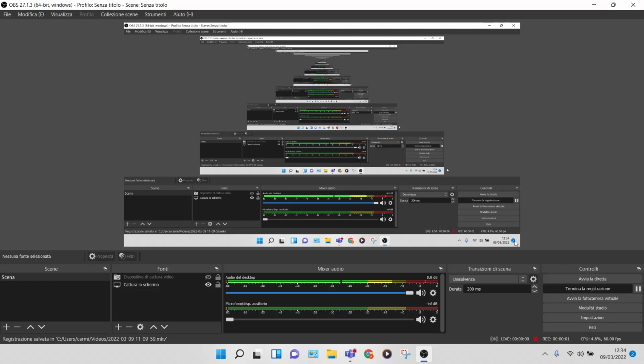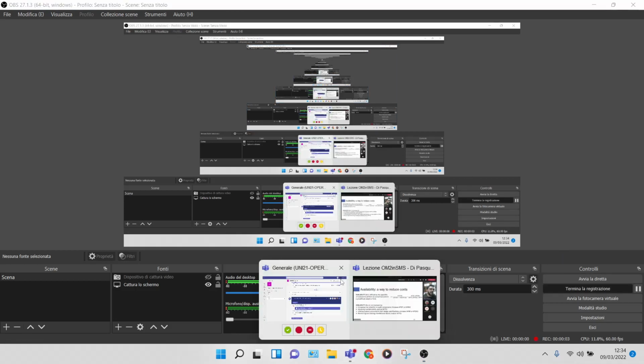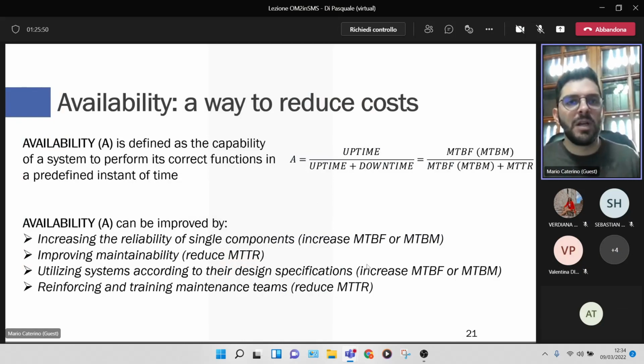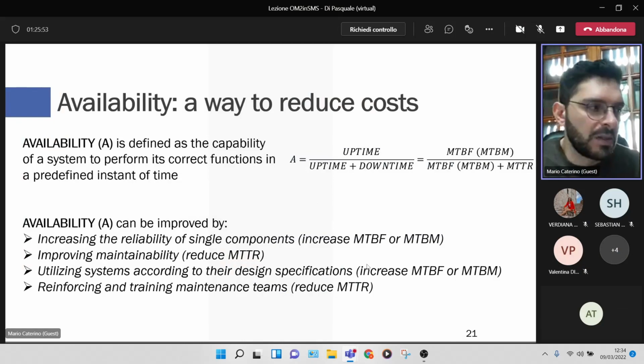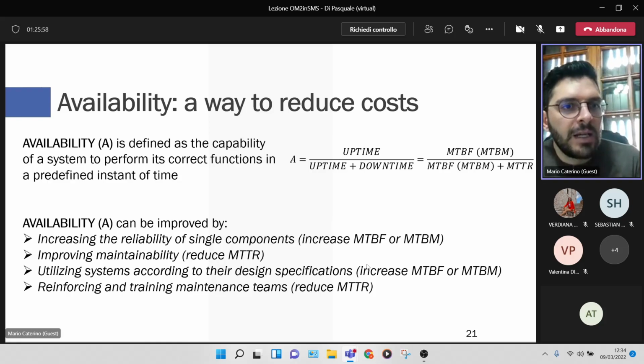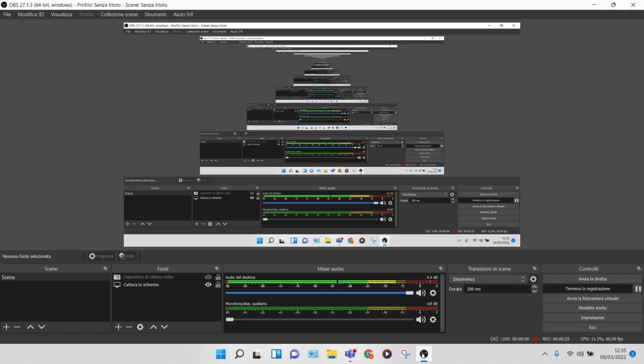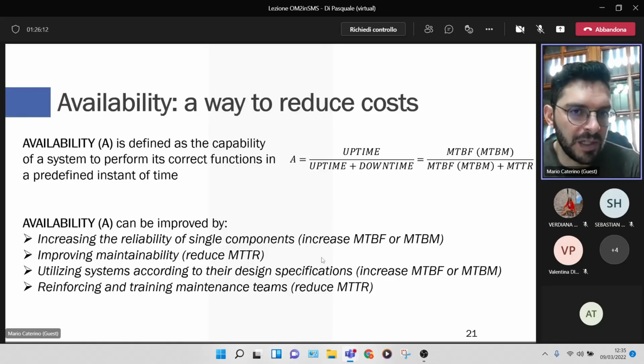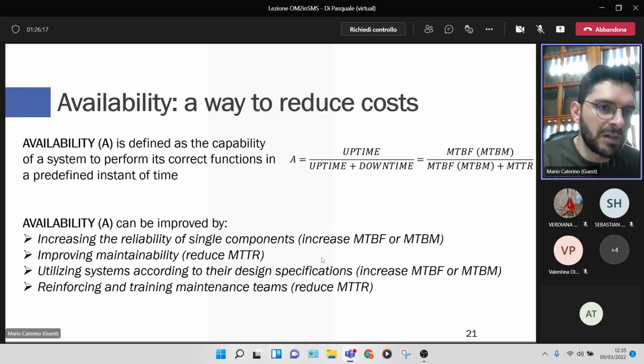...to repair, because during the repair actions, during the maintenance actions, obviously the system is stopped, is not working. How can we improve availability? We can improve availability by, for example, increasing the reliability of single components. That means increasing the mean time between failures or the mean time between maintenances. It is not simple to increase the reliability of single components.